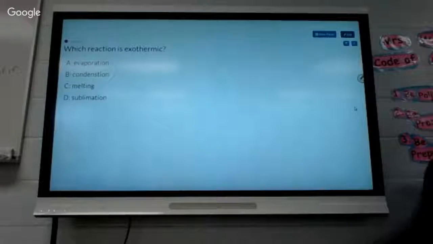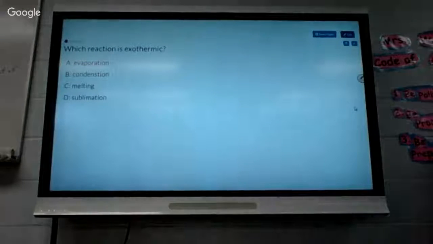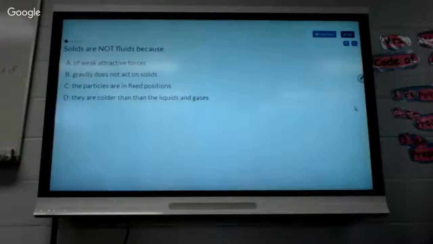So we got nine right and four people got it wrong. Which one has to give off heat for it to happen? B, condensation. You have to heat it to evaporate. You have to heat it to melt, and you have to heat it to sublime. Condensation is the only one that has to give off heat for it to condense. All right, solids are not fluids because why? Why are solids not fluids? That should be an easy one.